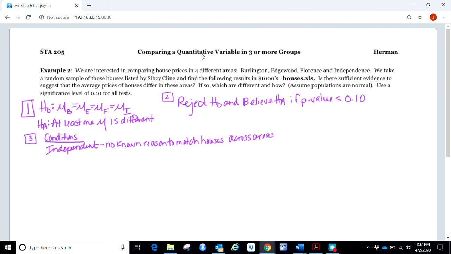And it does say they were random samples of those listed by Sipsey-Klein. So for those that don't know, that's a certain realty group in the Cincinnati area. At least from what I know, I don't know there's any bias associated with that particular realtor. So I'm going to assume that the random part is also okay.